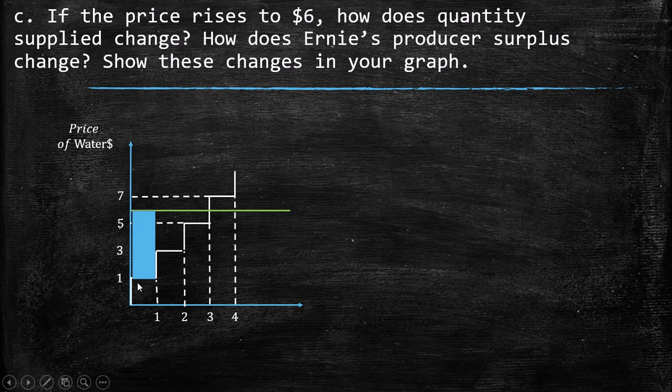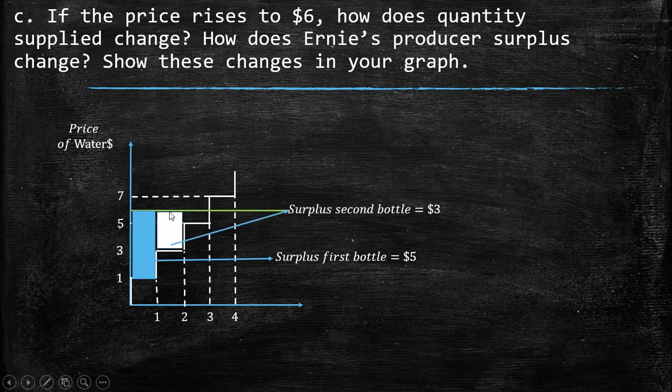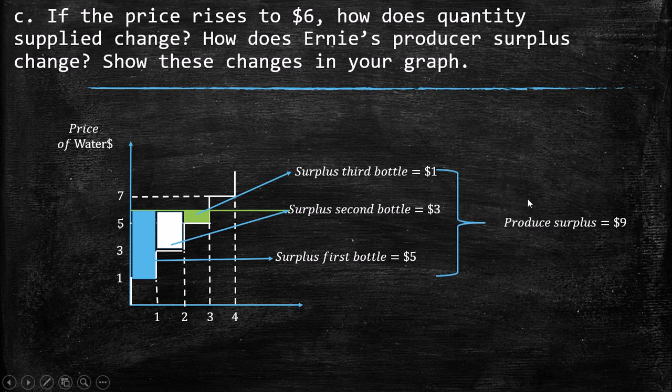So instead of receiving $1 for the first bottle, he will receive 6. It's going to be a surplus of 5 for the first bottle. The second bottle, he can sell at the price of 3, but instead of receiving 3, he will receive 6. It's going to be a producer surplus of 3 for the second bottle. And for the third bottle, he will sell even for $5, but instead of selling it for $5, he will sell it for $6. So it's going to be a surplus of 1. So when I add up, we have 9 as producer surplus.